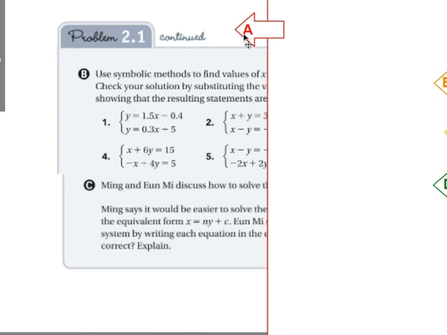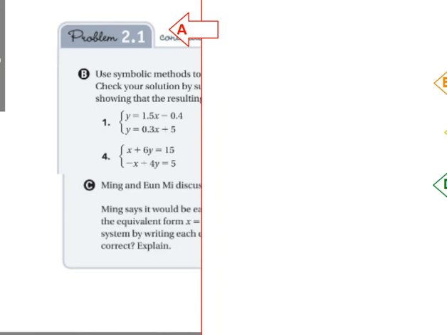So, this equation, the first thing this is basically asking you to do is turn each equation into y equals mx plus b format and then set them equal to each other. But one is already in y equals mx plus b format, so we don't have to do that anymore. So 1.5x minus 0.4 is equal to 0.3x plus 5.